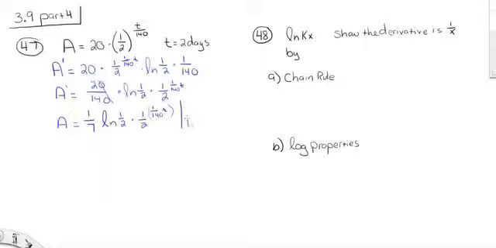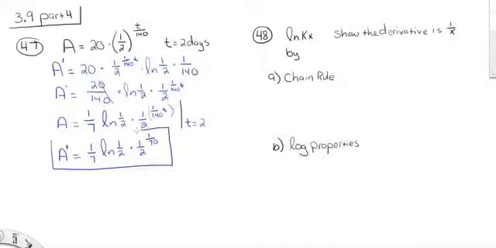And they want me to evaluate this at t equals 2. So I plug in 2 for t, which looks like I get an answer of 1/7 natural log of 1/2 times (1/2) to the power 2/140, which would be 1/70. And I don't have my calculator handy, so I am going to say that this is our answer. A decimal might be a better answer in this case, so go ahead and finish that problem.